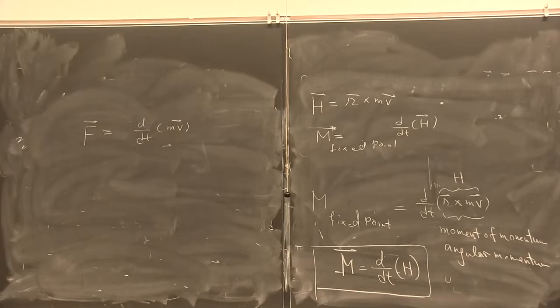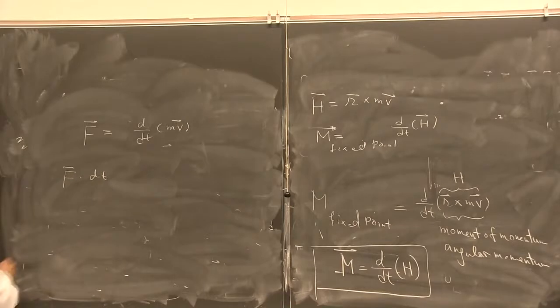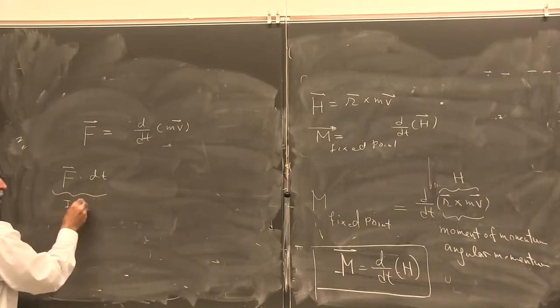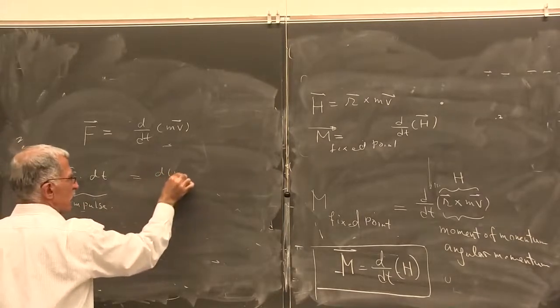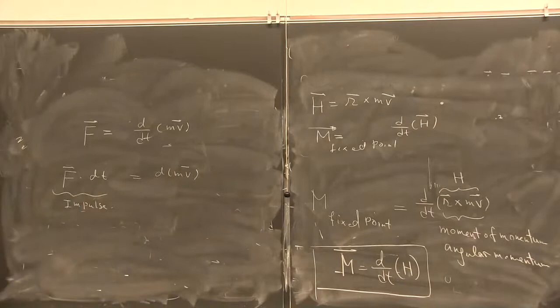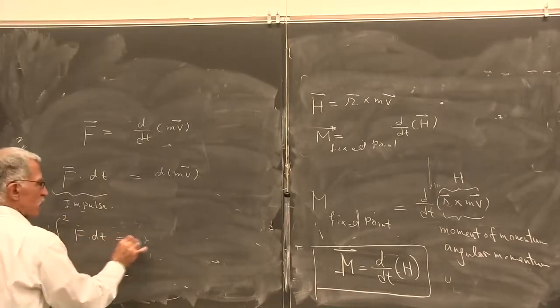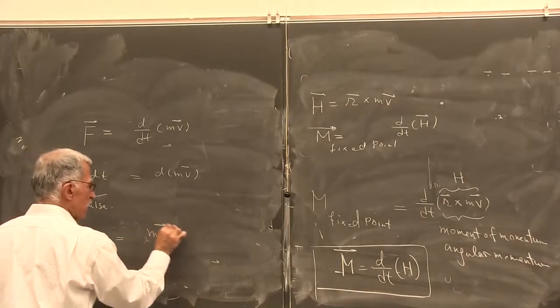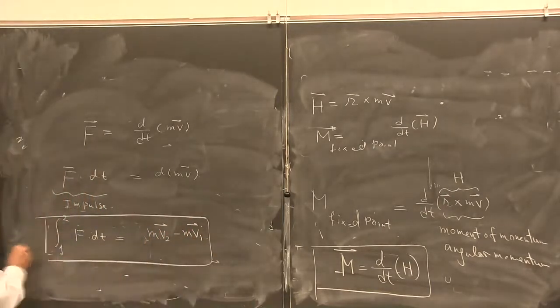This is Newton's law. I can multiply both sides by dt. F dt is called impulse, and on the other side it becomes d(mv). So if I integrate from 1 to 2, the integral of F dt is equal to mv2 minus mv1. That's called impulse and momentum, the change of momentum.